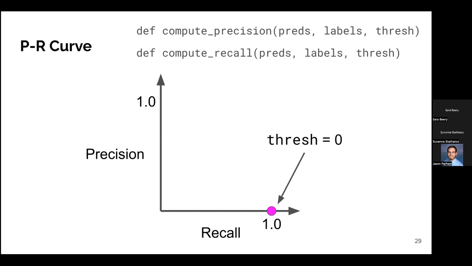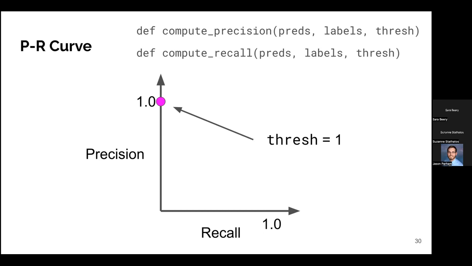The problem is that precision will be terrible because you are predicting that everything is positive. Assuming that that's not true about your data set, which it usually isn't, then your precision will suffer because you're not being very careful with the things you're flagging as positive. And if you go the other way and set the threshold very, very close to one, you get perfect precision because only your most confident predictions will be passed as positives, and then you're likely to be right about them.